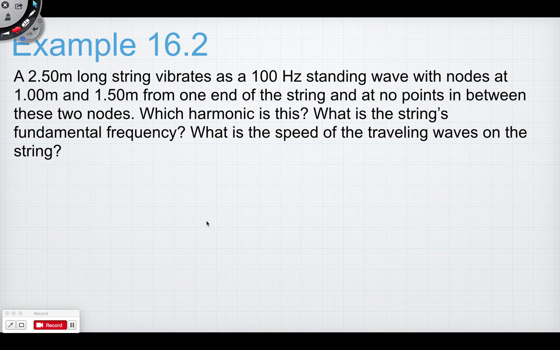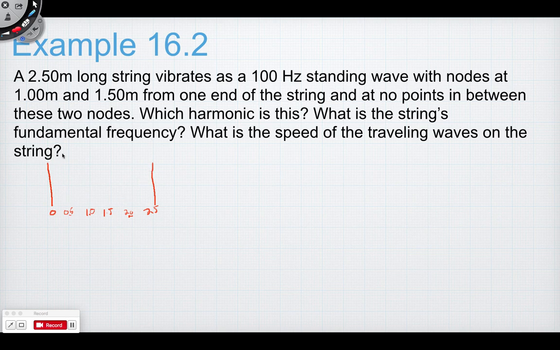Okay, first things first. A 2.5 meter long string, so let's draw that. I'm going to use my little guides here and see if I can get this correct. I'll do 1, 2, 3, 4, 5 right here. So this is 5, which means each one is half a meter. So this is 0.5, this is 1.0, this is 1.5, this is 2.0, and this is 2.5 here, and this is 0.